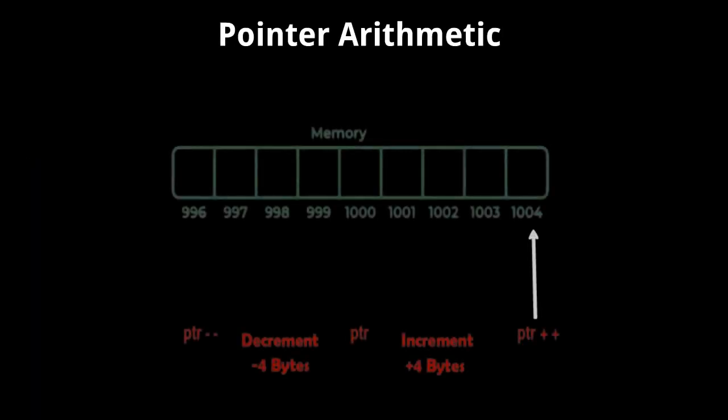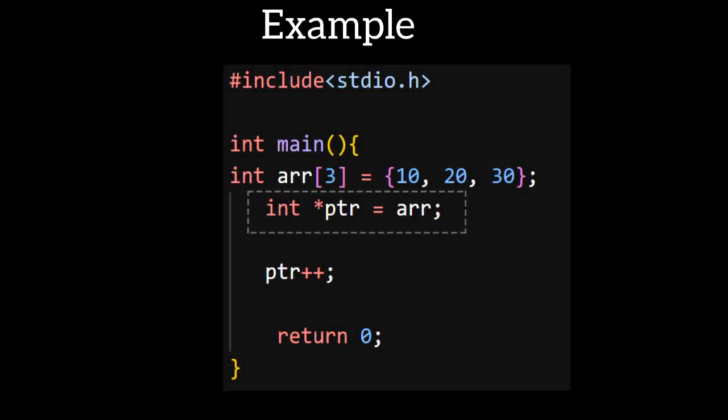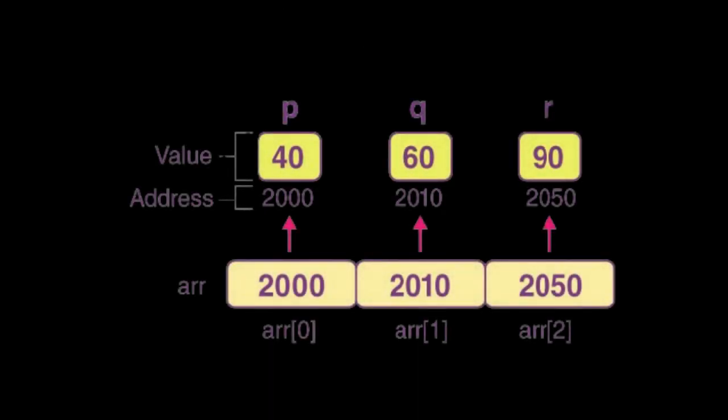Pointers can also perform arithmetic operations. When you increment a pointer, it moves to the next block of memory for its data type. Here's an example with an array. ptr initially points to arr[0]. After ptr++, it points to arr[1]. This is because incrementing a pointer moves it to the next integer size block. Pointer arithmetic is useful for traversing arrays and other data structures.